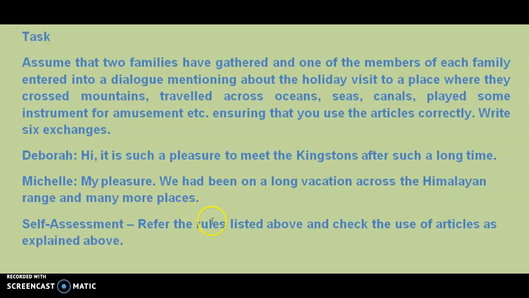Now from here, continue, and after you finish, self-assess your exercise, refer to the rules listed above and check the use of articles as explained above. Thank you.